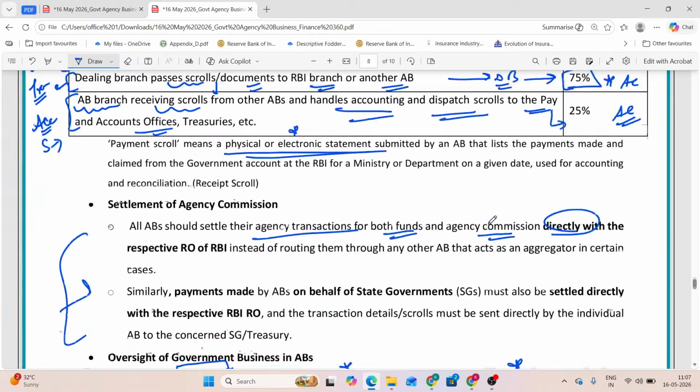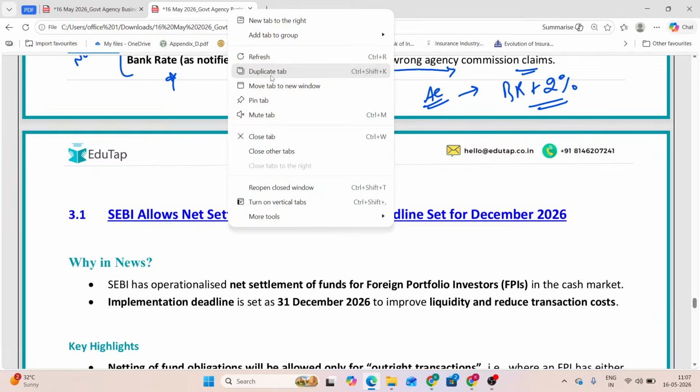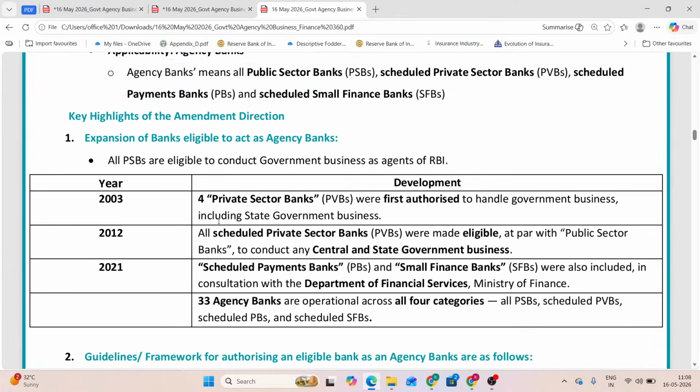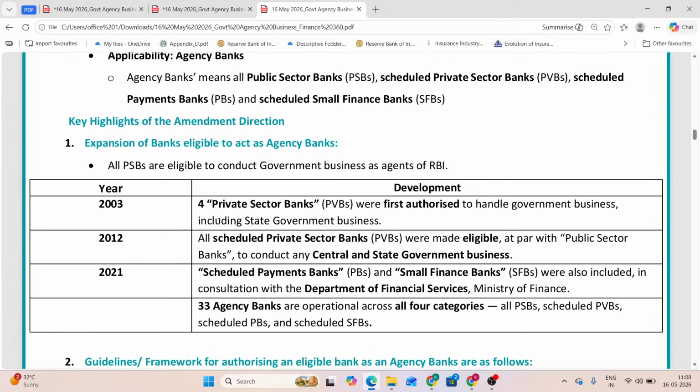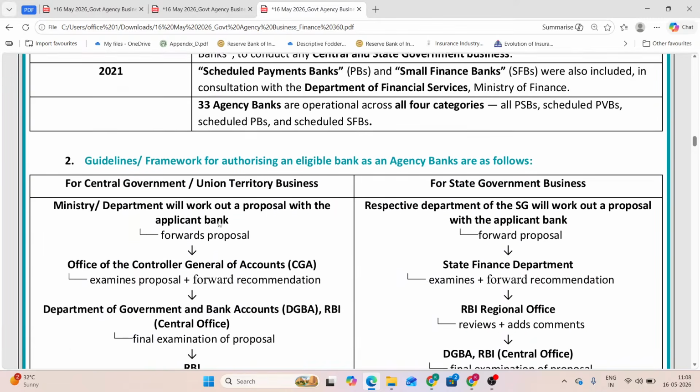This is it. So in this whole article, let me just mark the important points that you have to remember, and then we will go to the next article. So first of all, here you have to remember which entities can become the agency banks. So these are the entities that can become the agency banks.